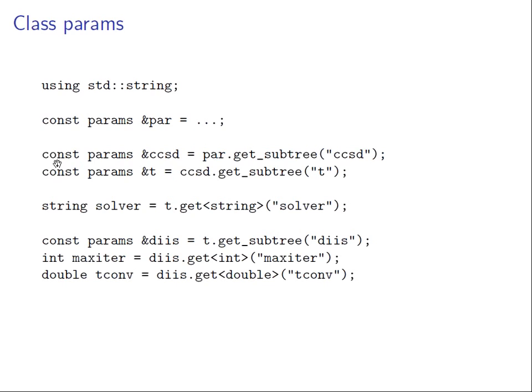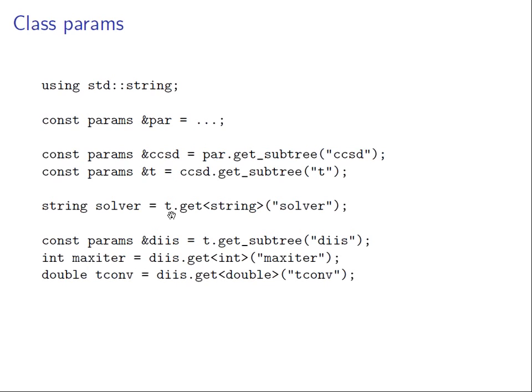From the CCSD subtree, we extract T. That will be parameters pertaining to the solver for the T amplitudes in CCSD. And then we want to know what kind of solver. Suppose we have dice and another awesome solver for CCSD. So we want to know what kind of solver we actually want to use. And so we extract this value that's labeled solver as a string and put it in the variable called solver.